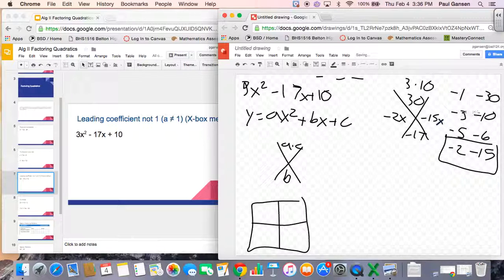So now, how do we use this? This is where our box comes into play. In our box, we always put in this top left corner ax squared, and down here we always put c. So let's do that here as well.